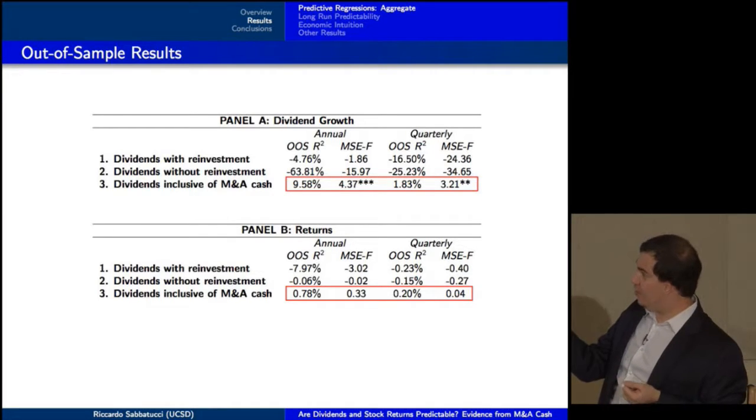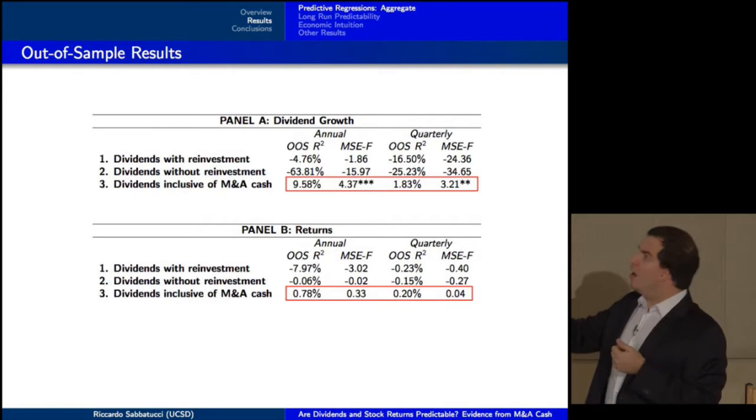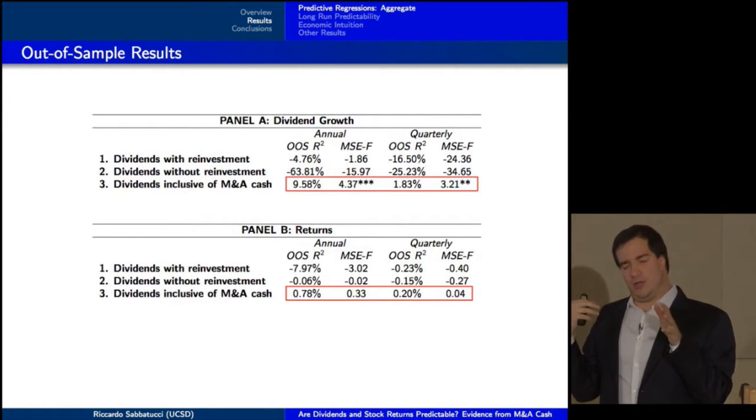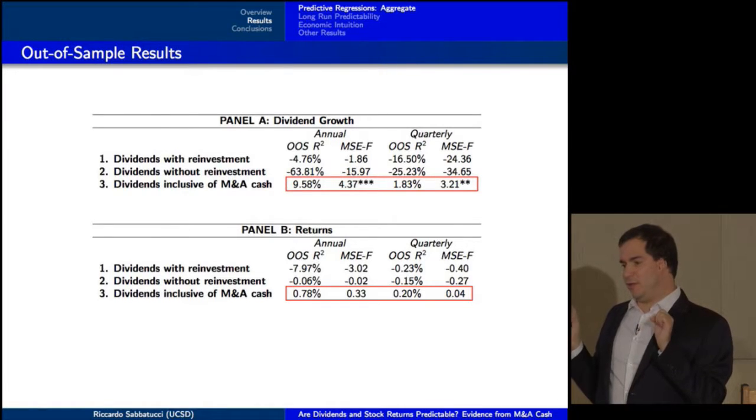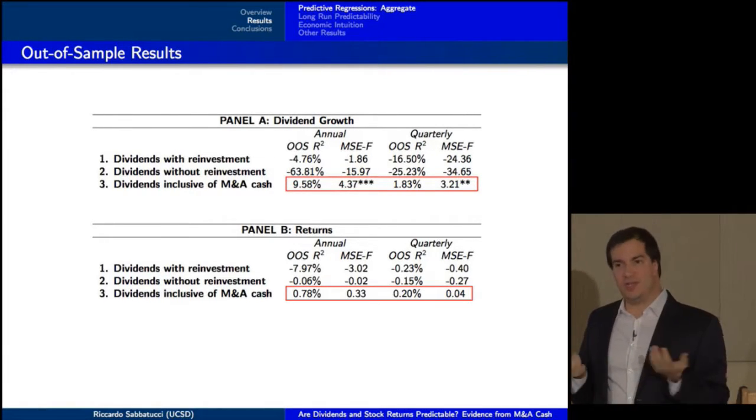Once we include cash M&A dividends, the out of sample R squared of Campbell and Thompson becomes positive. The statistical evidence is not too much, but even a small positive out of sample R squared can be exploited in a trading strategy.